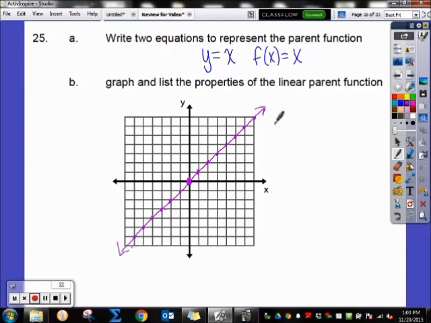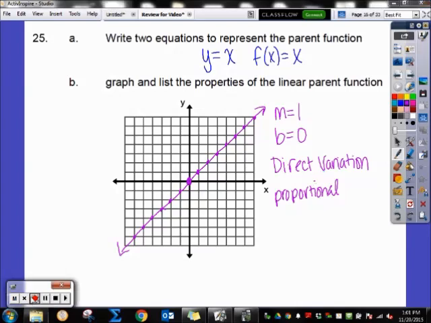And some of the properties would be that the slope is 1, the y-intercept is 0. It is a direct variation because it goes through 0. And one other one I can think of is that it is proportional, which also means that it goes through 0. And that's it for the first half of the review. The last 25 problems will be on a second video.